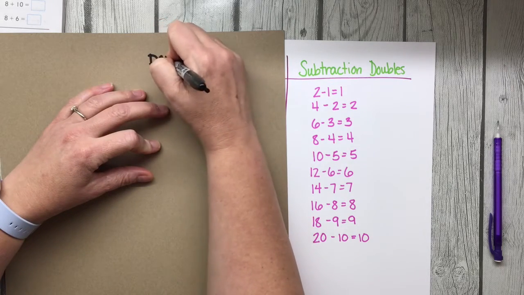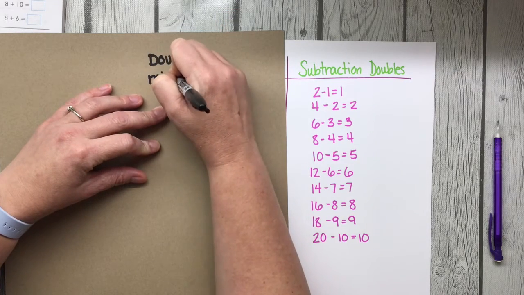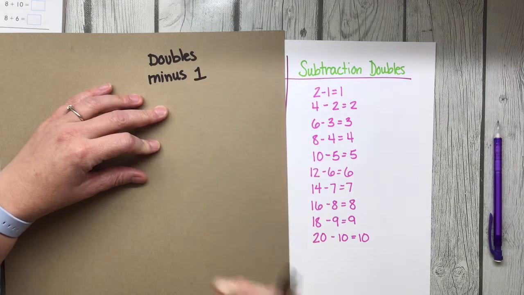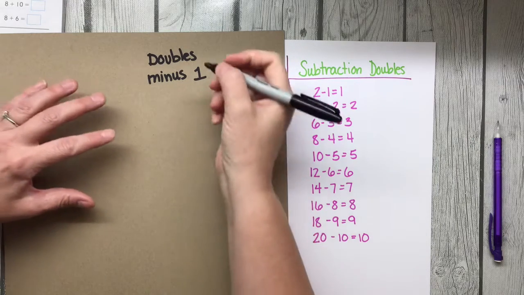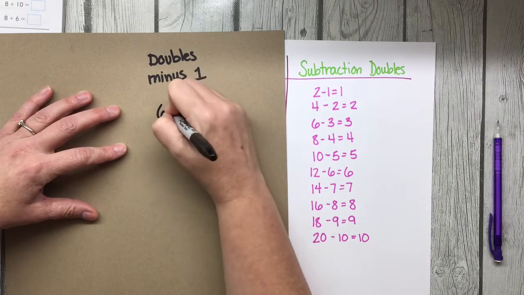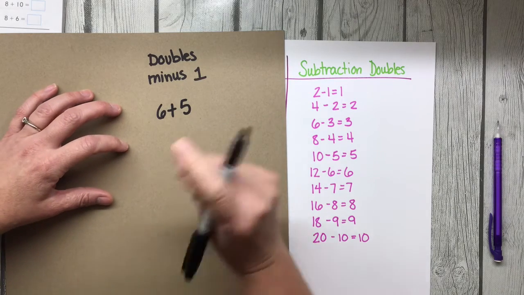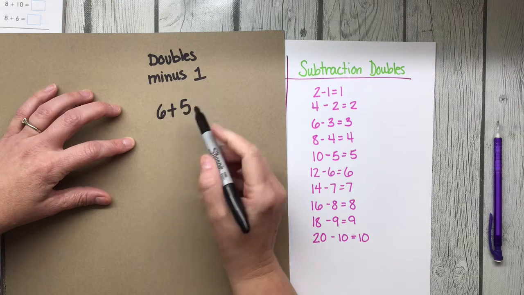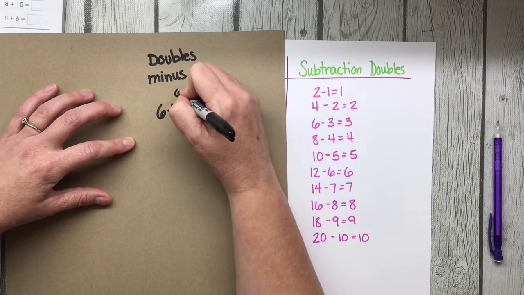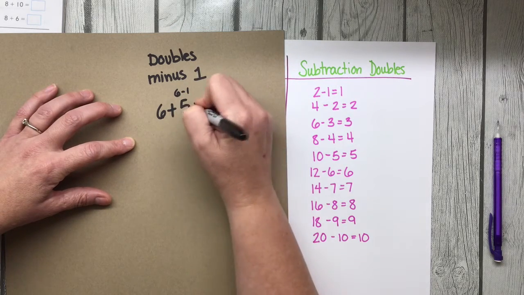So we're going to do doubles minus 1. Doubles minus 1 is not that different. If I did 6 plus 5 using doubles minus 1, what I'm going to do is add 6 plus 6, because this is 6 minus 1, right? So 6 plus 6 equals 12.